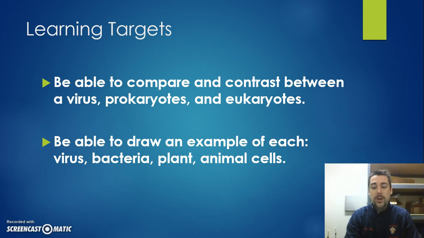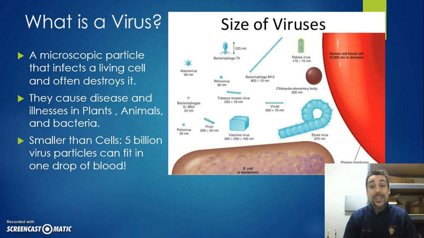So let's go through our first one, which is, what is a virus? So this picture here I really like because it really tells us the size comparison of what a virus is compared to a red blood cell or maybe even a bacteria cell. And if you notice, they are a lot smaller. So they're a microscopic particle that infects a living cell and often destroys it. So they'll actually invade the cell, and they use the cell's resources to make copies of itself. And so by that, ultimately, they're going to destroy the cell.